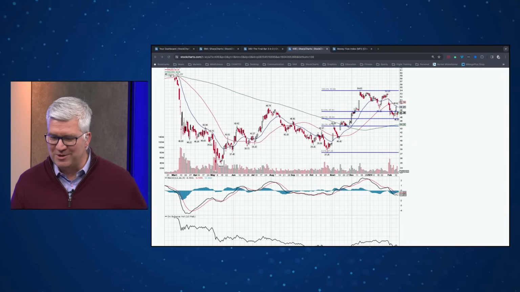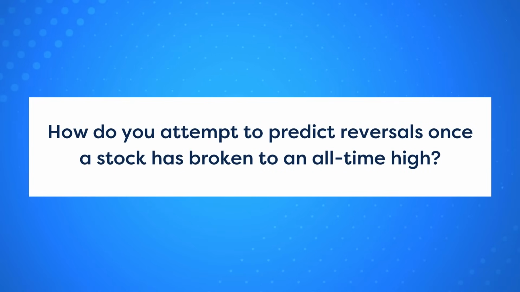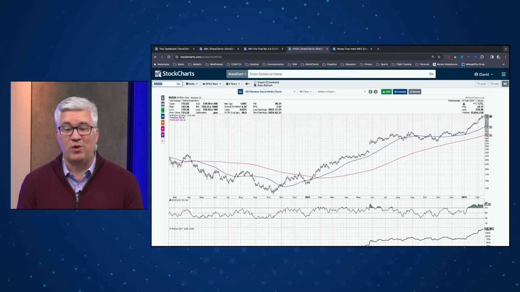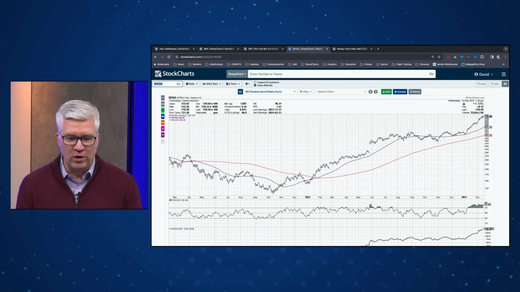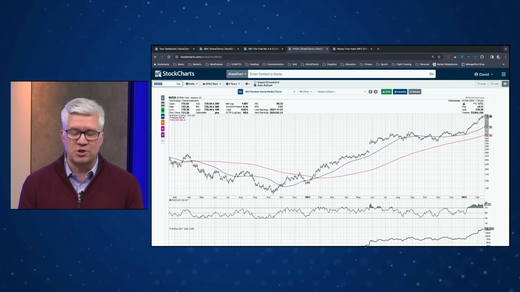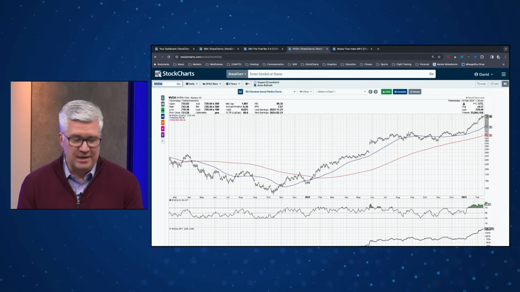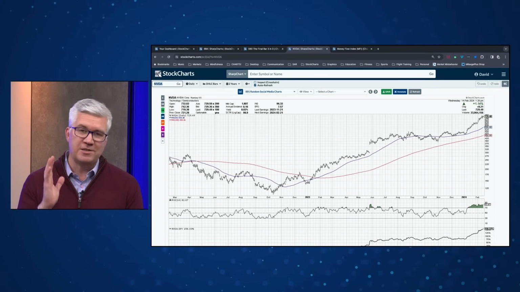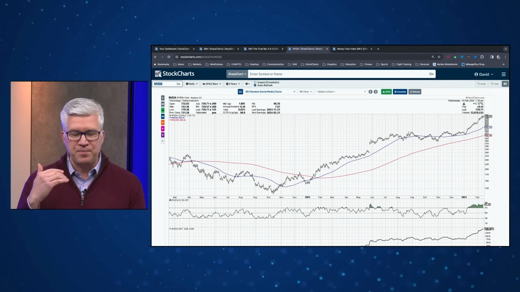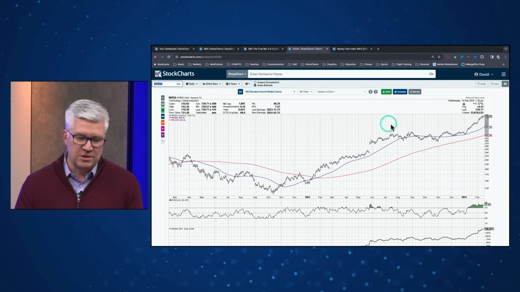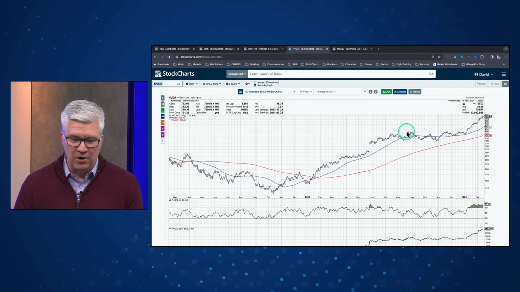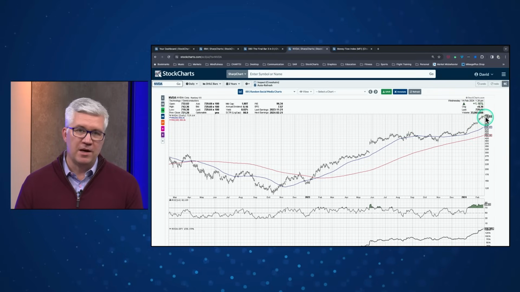Let's get to question number 2. Dave, how do you attempt to predict reversals once a stock has broken to an all-time high? Topical question because there are a lot of NVIDIAs out there that have just had these incredible runs. I'm trying to think of what chart to use. There are a bunch of them, right? Insurance names, trucking names, a lot of growth stocks have this general appearance. In NVIDIA, just an incredible breakout above a basing pattern and then a nice run higher.